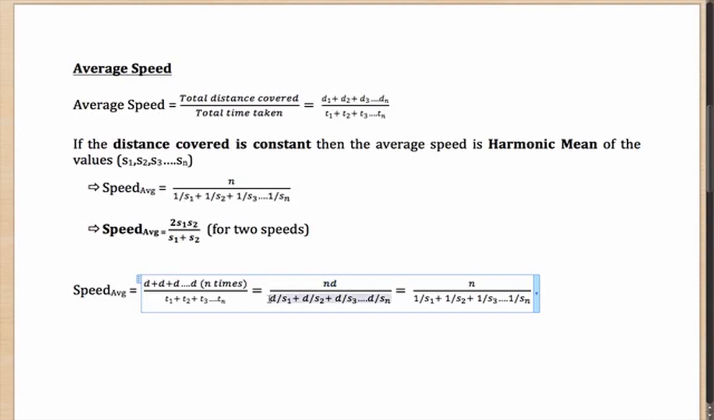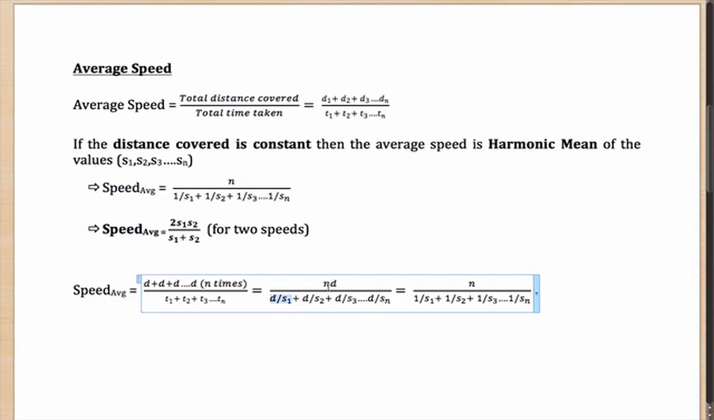What is the time taken for the first part? He is traveling d with a speed of s1. So the time taken for the first part is d by s1. Very similarly, the time taken for the second part is d by s2. The time taken for the third part is d by s3. And this goes on till d by sn. That will be the time taken for the nth part.